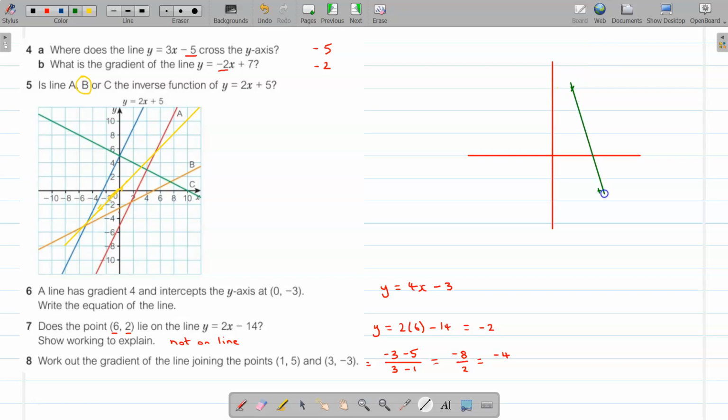Okay, so it's a steep downhill line, and you can see that's about right. Okay, but that's how you mathematically work it out.